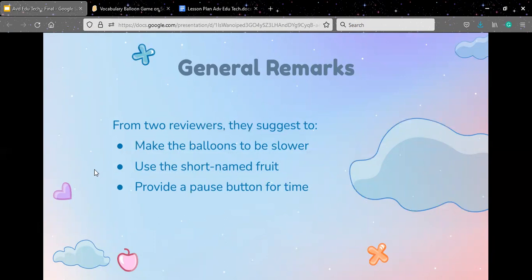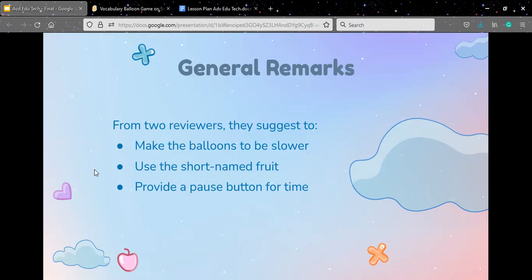And the second is the short name of the fruit. I didn't change the name of the fruit in my game, because for me the short name and the long name of the fruit don't have a significant influence on student learning.